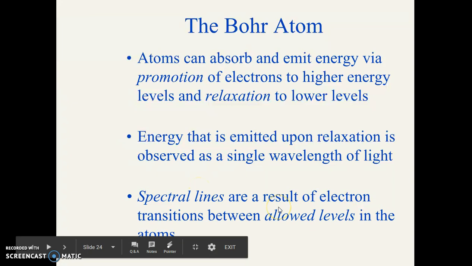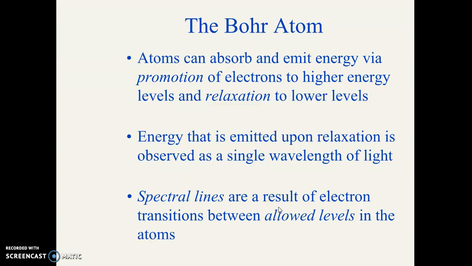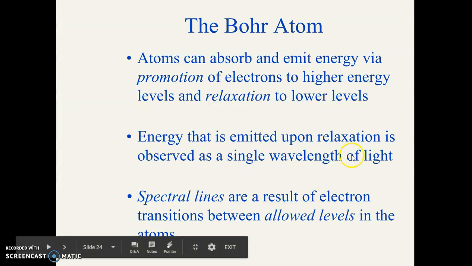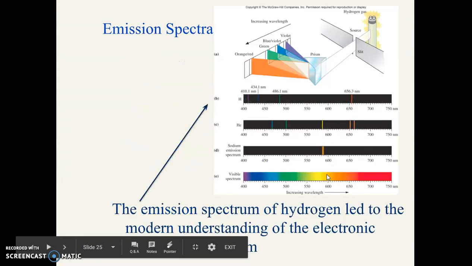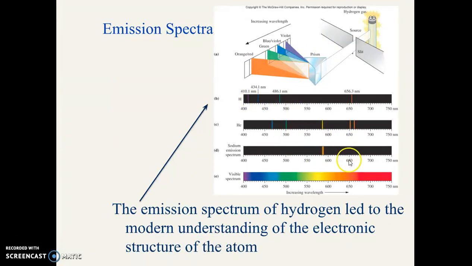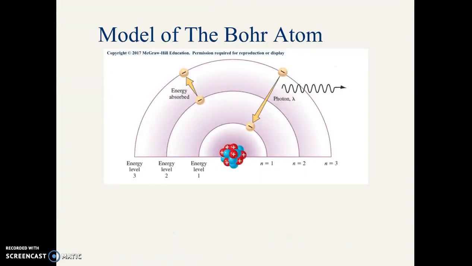Those spectral lines are a result of the electron transitions between the allowed levels of an atom. So as that electron moves, you get different types of light coming off. I'm going to show you an example of this in class. Here's a spectral line for some different elements. Here's the spectral line for sodium. Here's the whole visible spectrum. Helium has its own spectral lines. Hydrogen has its own. The emission spectrum of hydrogen led to the modern understanding of the atom.